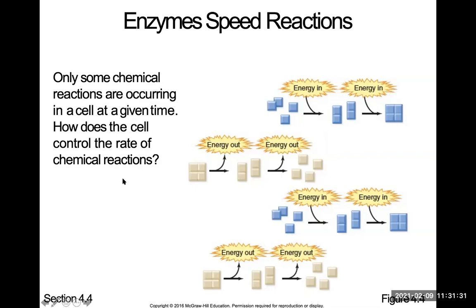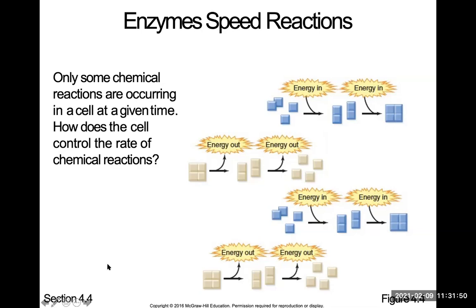So how does the cell control the rate of chemical reactions? How do you know that you have enough of this product? You want the enzymes to stop working when they're doing the reaction. So how does that happen?